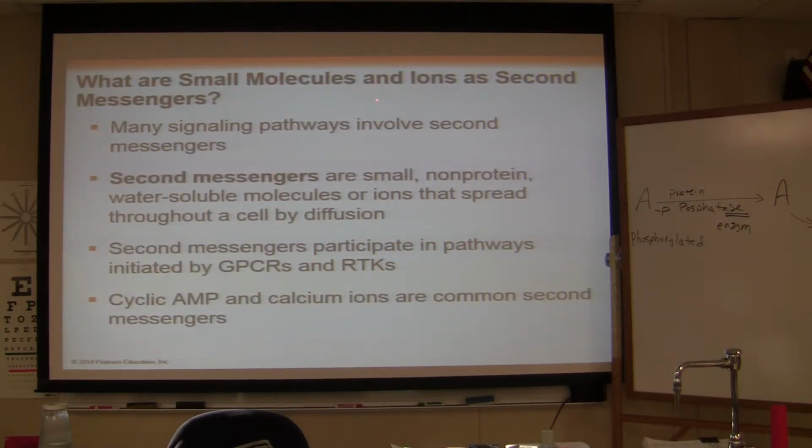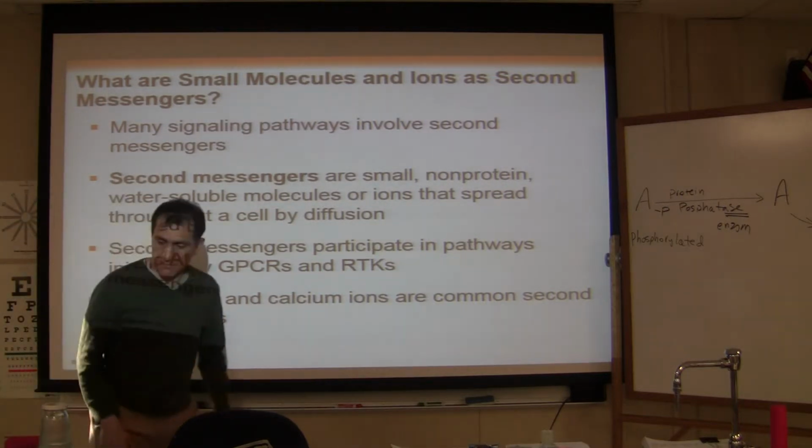What are some molecules and ions as second messengers? Many signal pathways involve second messengers. Second messengers are small, non-protein, water-soluble molecules or ions that spread throughout the cell by diffusion. Second messengers participate in pathways initiated by G proteins and tyrosine kinase receptors. RTK stands for receptor tyrosine kinase. Cyclic AMP and calcium ions are common second messengers. So what am I saying? What is a second messenger?